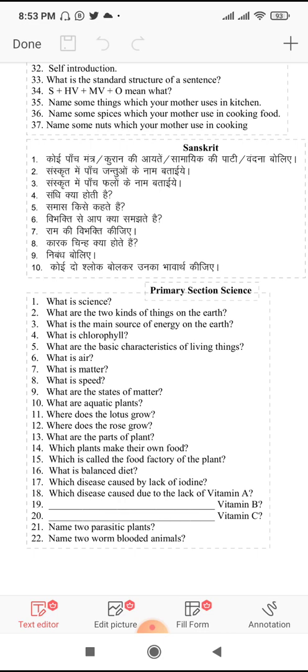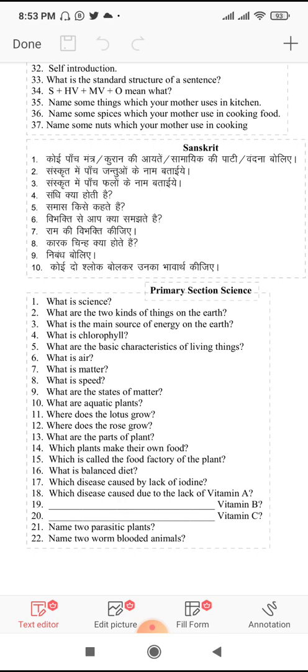Okay, what are the parts of plant? There are mainly two parts: root system and shoot system. Root has the root, and the shoot has the stem, branches, leaves, bud, flower, fruit. Okay, these are the parts of the plant. Which plants make their own food? The green plants make their own food, which is called the food factory of the plant. The leaf is called the food factory of the plant.